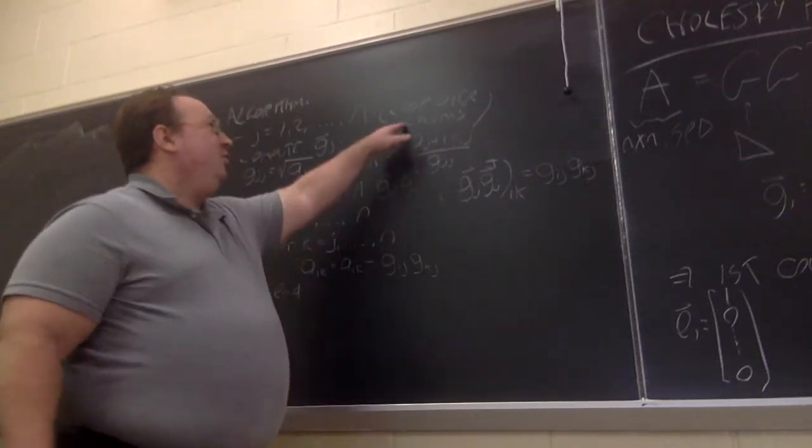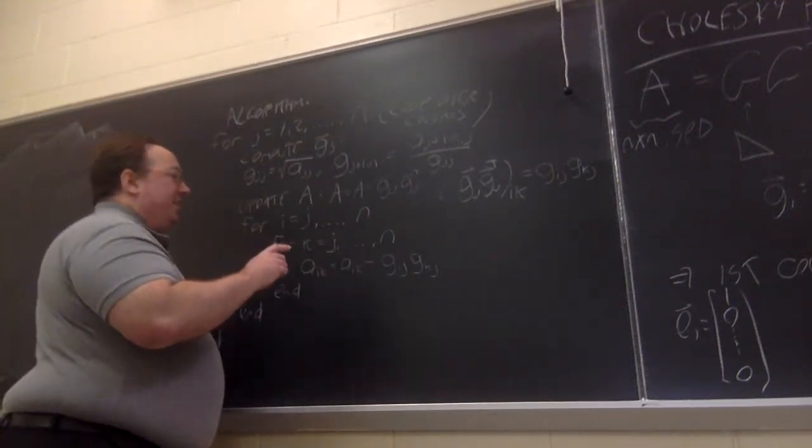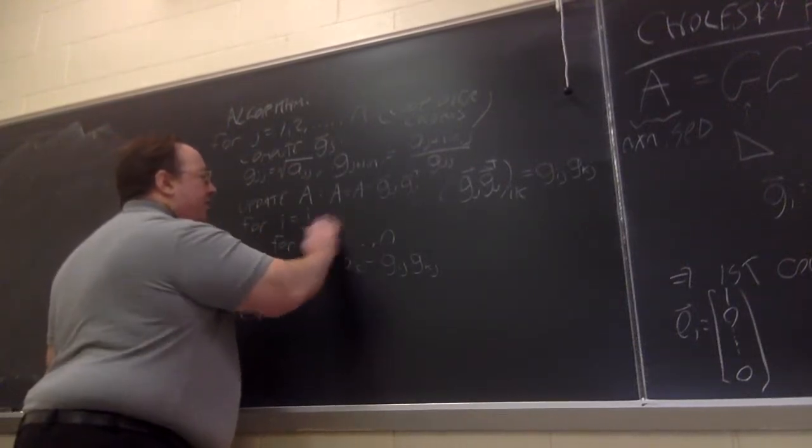All right, and this says loop over columns. Okay. All right, so to fix that, I just need to change these from j to j plus 1.